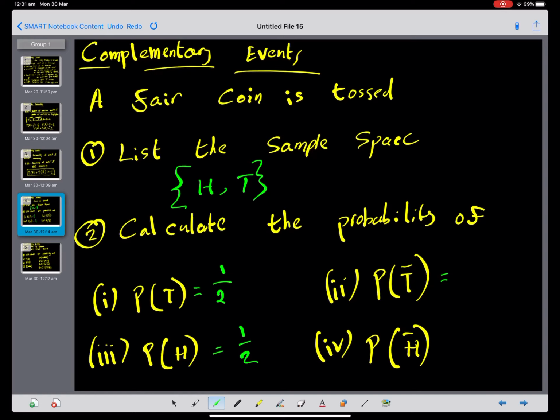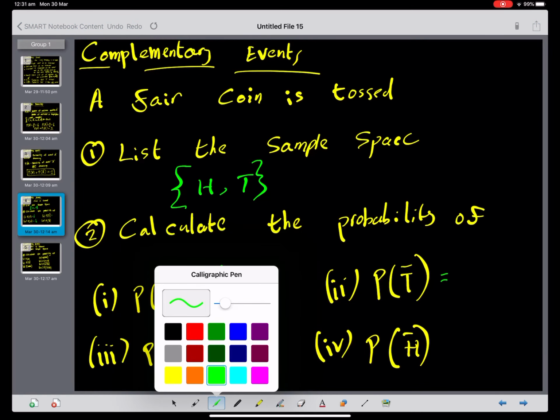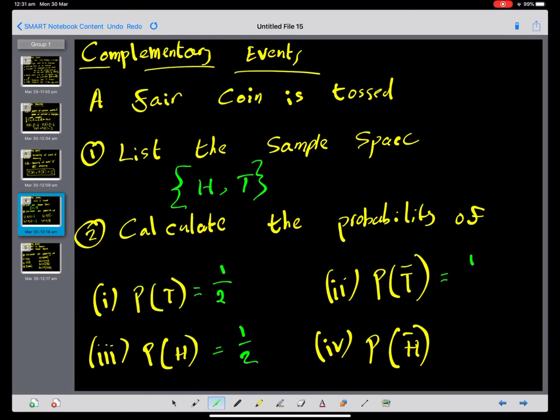So the probability of not getting a tail, well, I hope you can see that the probability of not getting a tail is 1 minus the probability of getting a tail. Or we could just simply count the number of outcomes which are not tails, which is head. There's 1 of those and it's out of 2. The same logic is for not getting heads. It's a half.